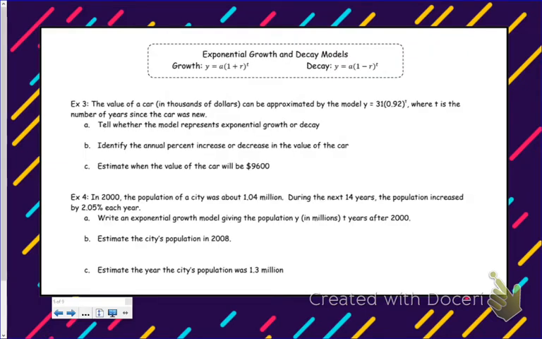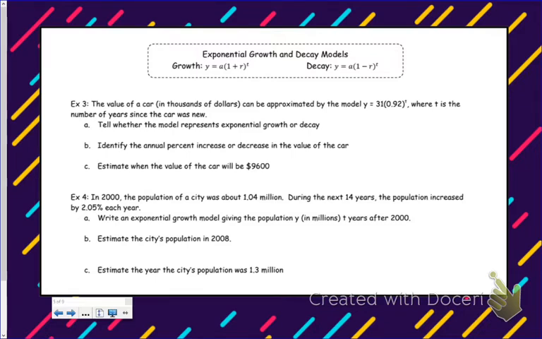So now we're going to look at some exponential growth and decay word problems. So this is really the actual application of this, very similar to what you guys saw in that activity that we did in class. So on this first one, it says the value of a car in thousands of dollars can be approximated by this model. T is the number of years since the car was new.